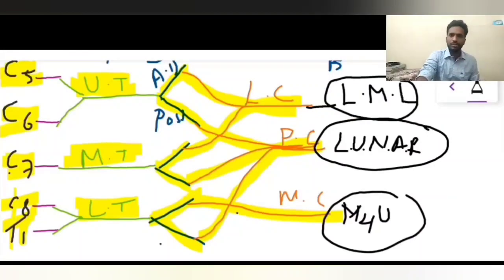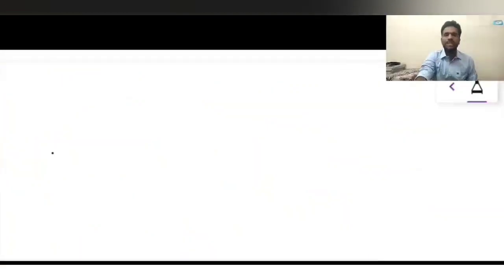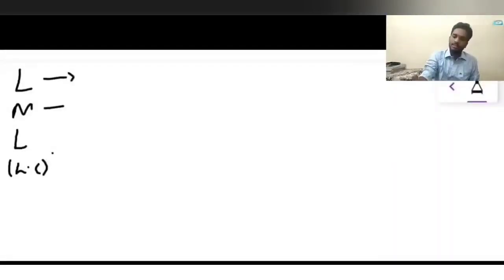Now let's continue. From the lateral cord we have L, M, L. So what is this first L? This first L is lateral.